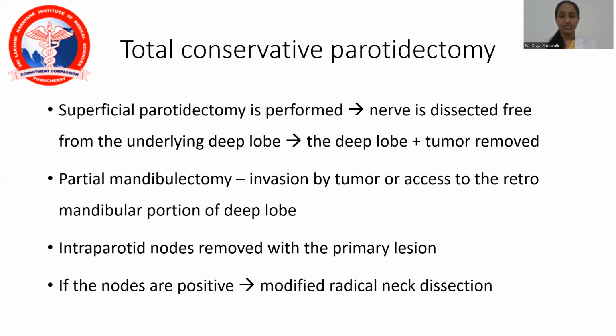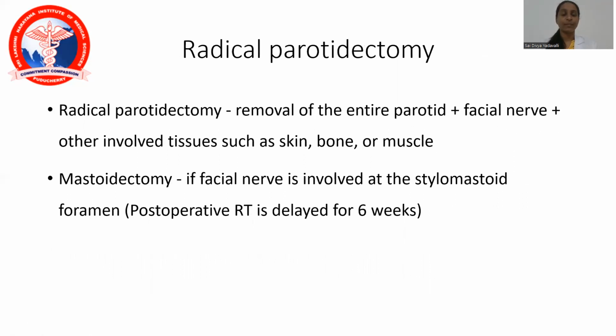If nodes are positive, a neck dissection should be performed in the form of a modified radical neck dissection. A radical parotidectomy involves the removal of the entire parotid gland, the facial nerve, and other involved tissues such as the skin, bone, and muscle. This may be performed for malignant tumors, which are of a higher stage and involve these surrounding structures. Sometimes a mastoidectomy may need to be performed if the facial nerve is involved at the stylomastoid foramen. In these cases, postoperative RT should be delayed.